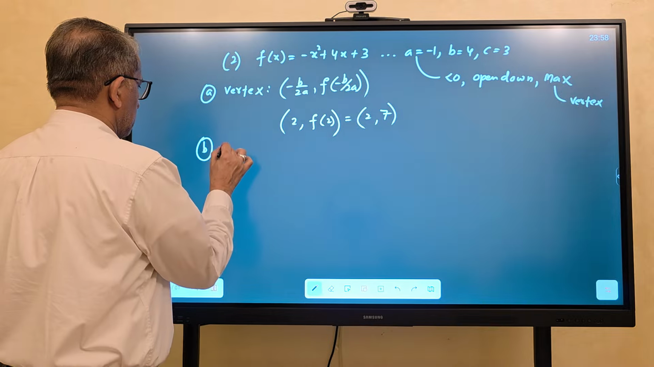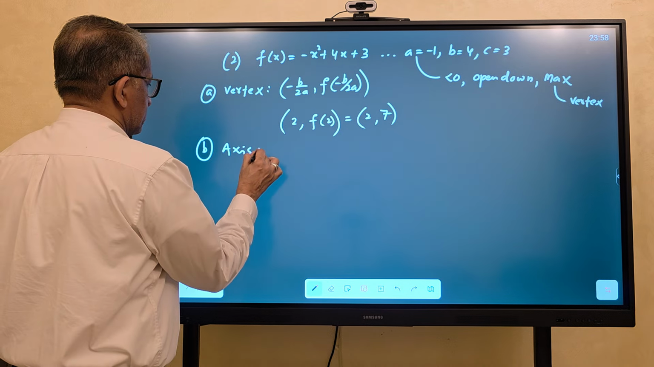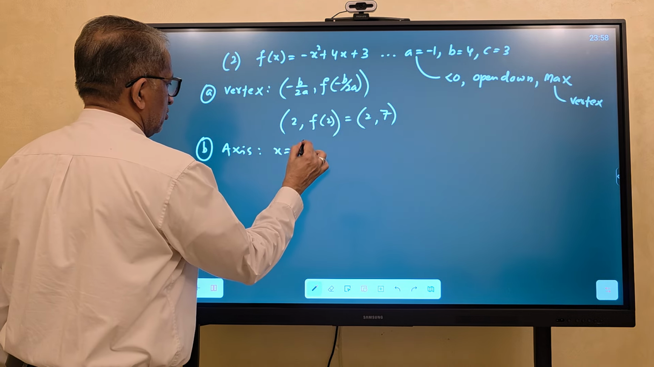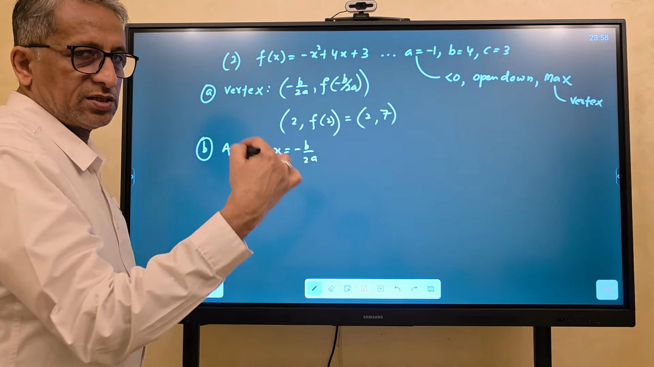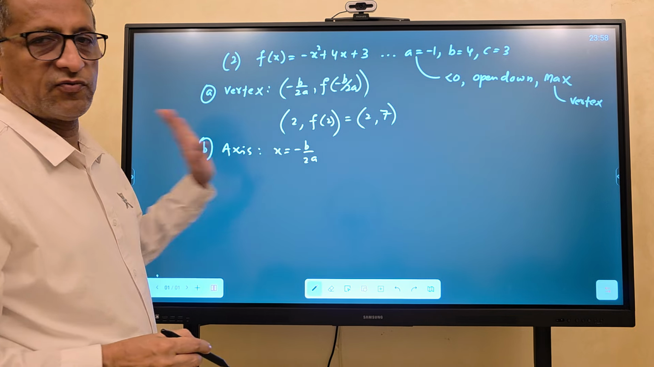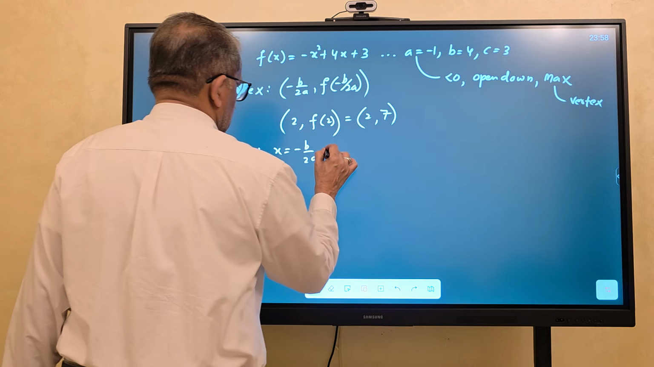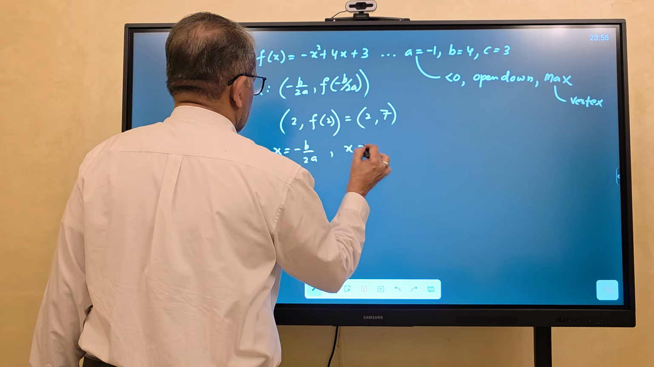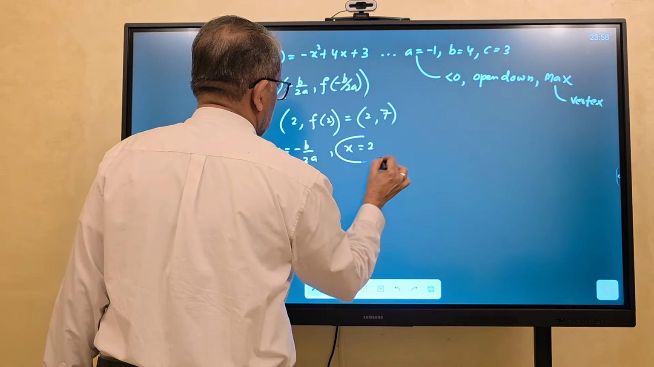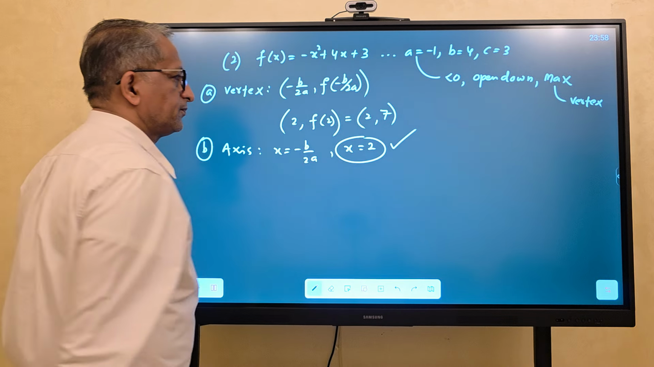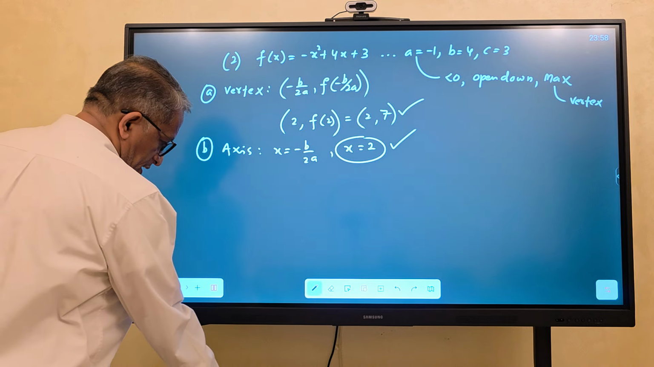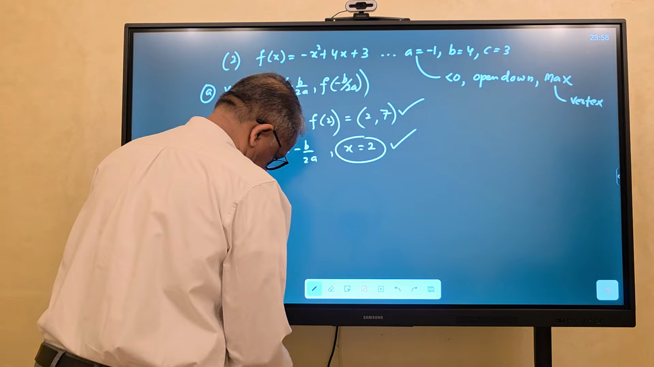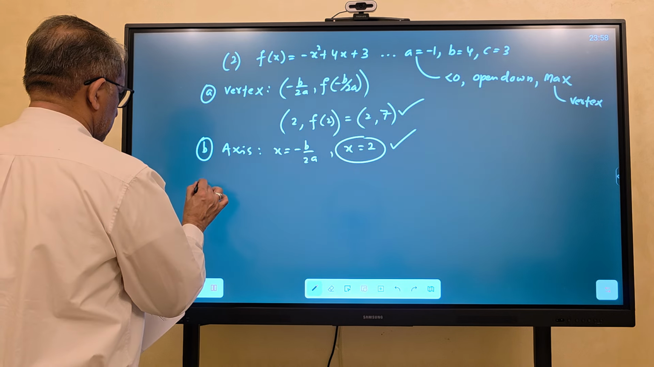B. What is the axis? X is equal to minus b by 2a. Same, whether a is positive or negative, same formula. So what is the answer? X is equal to 2. This is the answer. Now the things will change. What is the next one?